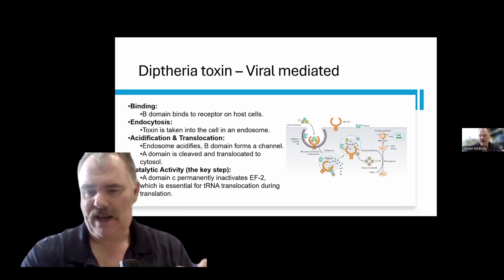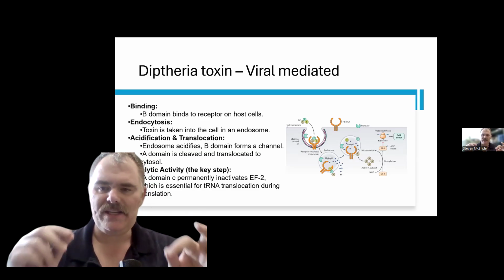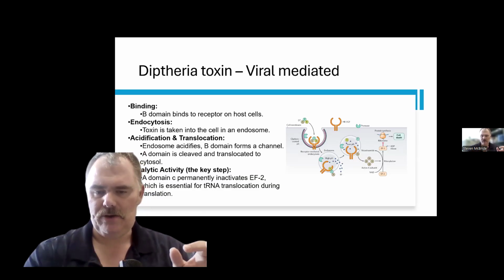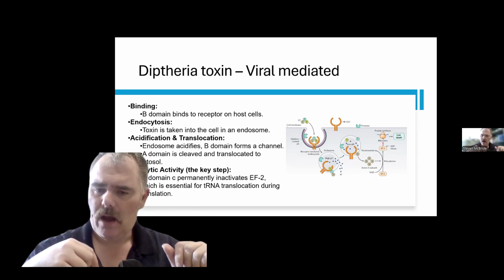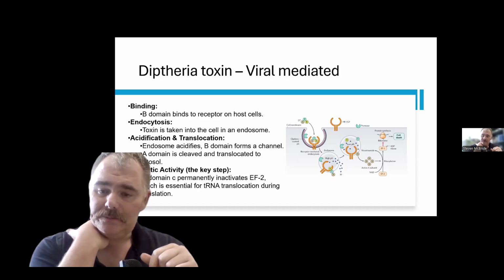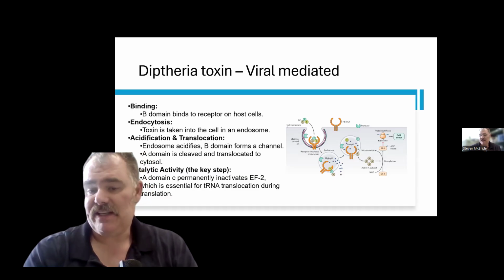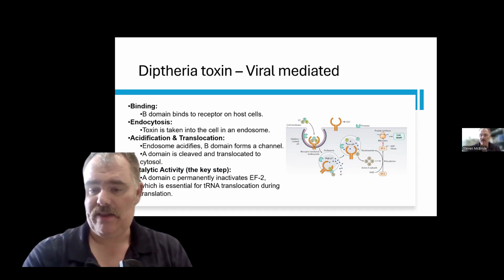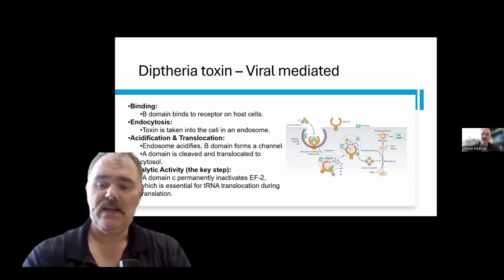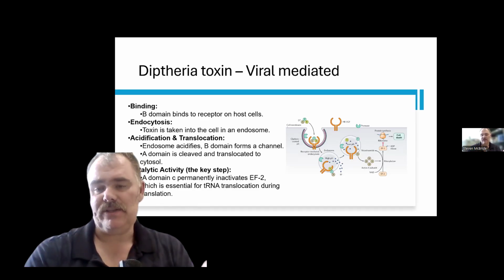The critical step is what happens next. The A subunit permanently inactivates a protein called elongation factor 2, or EF2. EF2 is essential for protein synthesis. So this is involved in translation. Without EF2, the cell can no longer produce proteins. Eventually, the cell dies. This illustrates the power of AB toxins. The toxin doesn't destroy the membrane or physically rupture the cell. Instead, it targets a single critical protein and shuts down an essential cellular process.